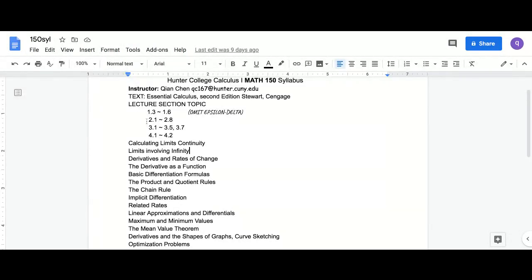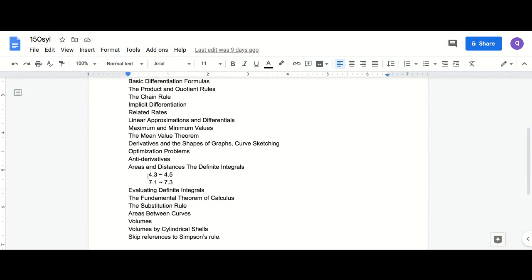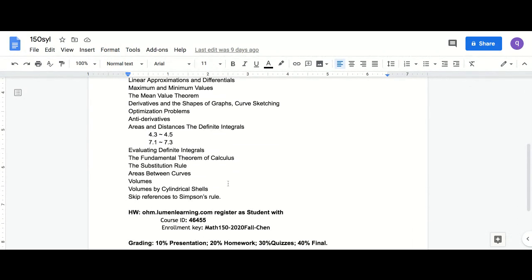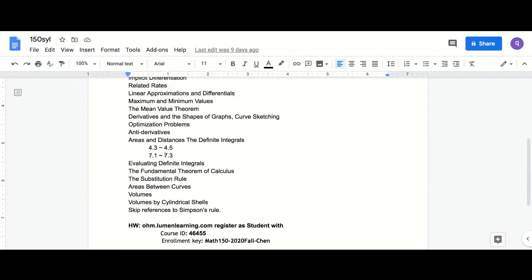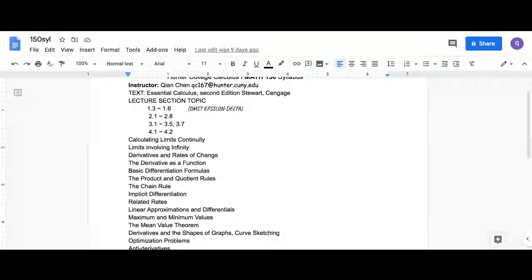So the whole chapter 2, then chapter 3 up to 5, skip 6, then 7, chapter 4, 2 sections. Oh no, 5 sections. Then chapter 7 a little bit. So you can see it's not a lot, right? It's not a lot. So it's very doable, all right?